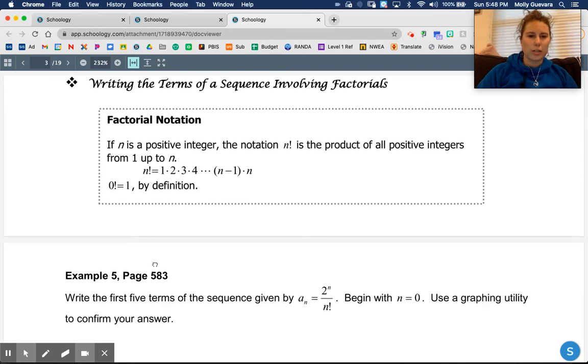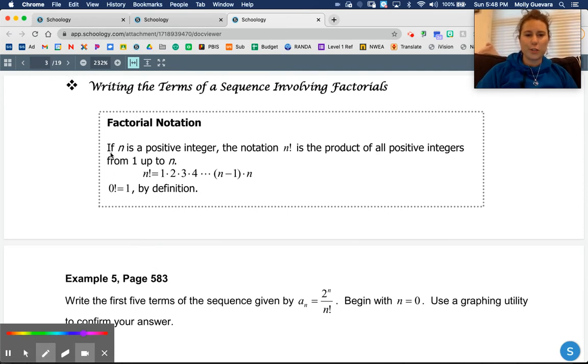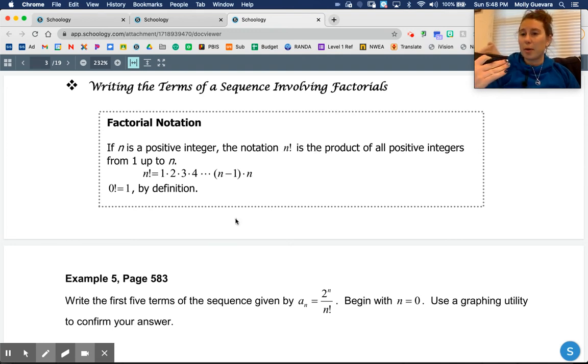All a factorial is, first of all, the notation is an exclamation mark. Whatever n is, I take that number and all the numbers before it all the way down to 1, and I just multiply them together, right? So if I have 4 factorial, that's the same thing as 4 times 3 times 2 times 1.